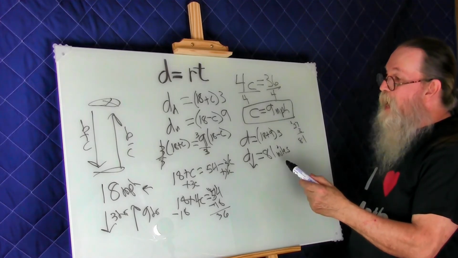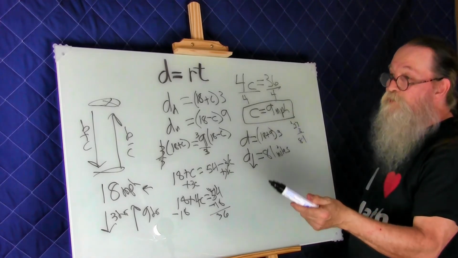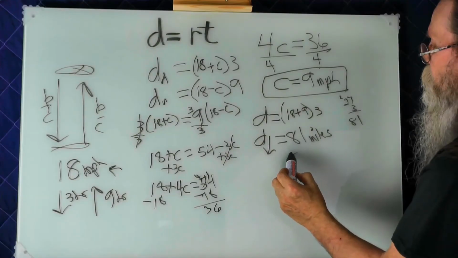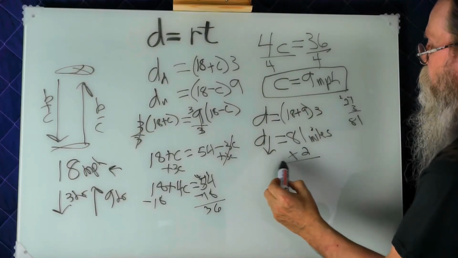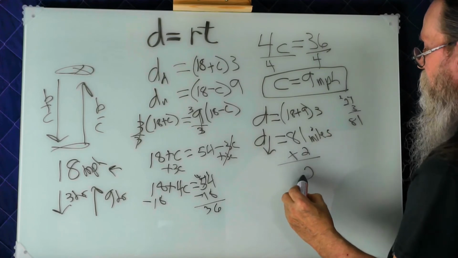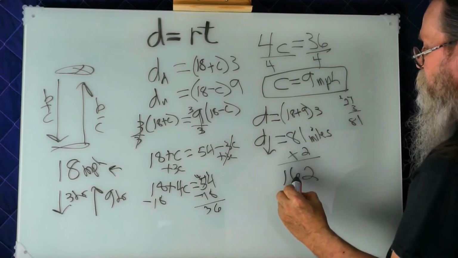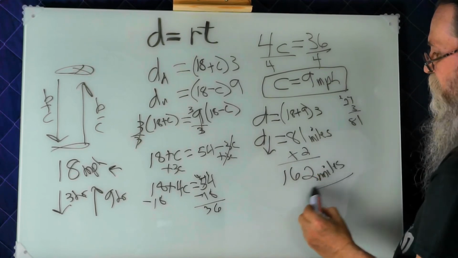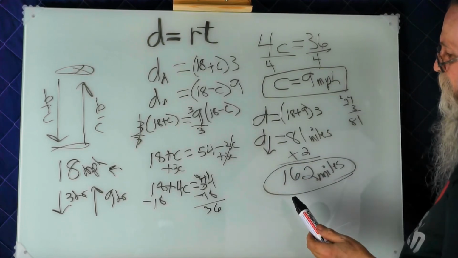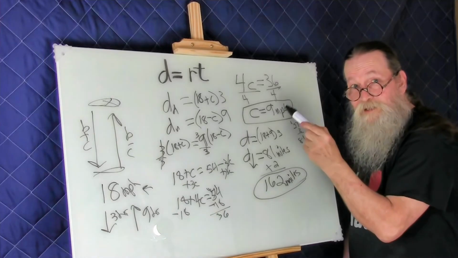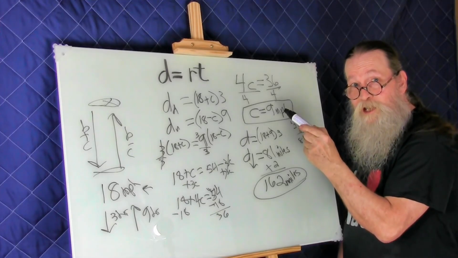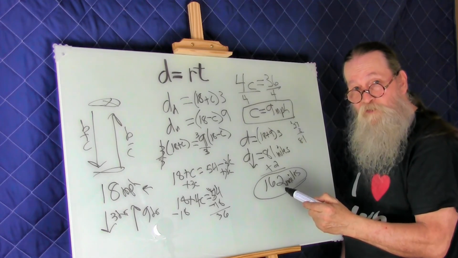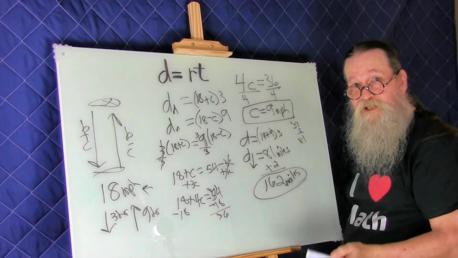But we're not done yet, because the question that we started with is they want to know the total distance. So we have to multiply this by 2. So the answer that they want is 162 miles. The speed of the stream is 9 miles per hour, and the total distance traveled by the boat is 162 miles.